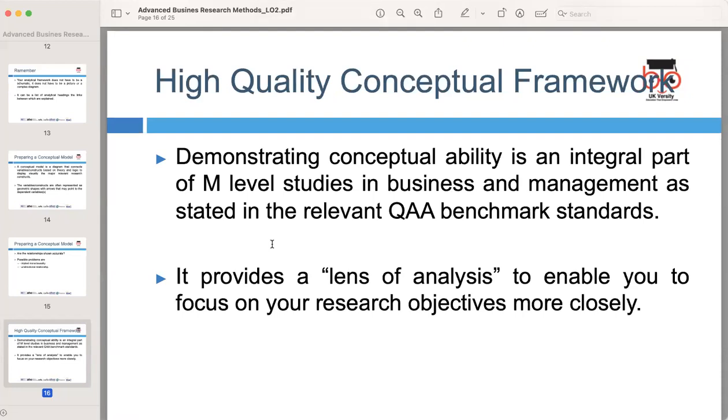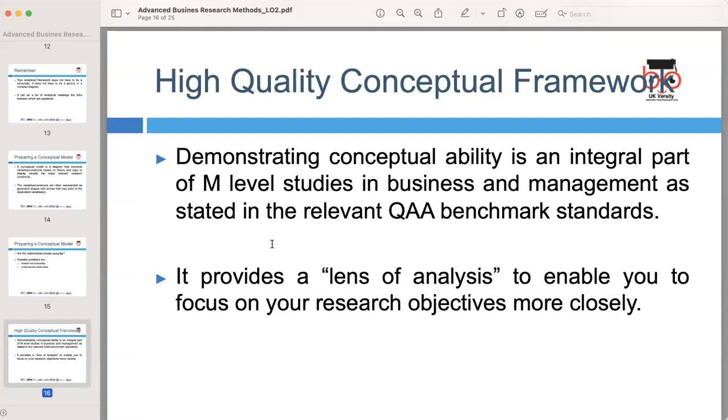As stated in the relevant Quality Assurance Agency benchmark standards, demonstrating conceptual ability is an important aspect of M-level or master level studies in the field. A conceptual framework acts as a lens of analysis, helping us focus more closely on our research objectives. So a high quality conceptual framework plays a vital role in business and management studies at the master level.